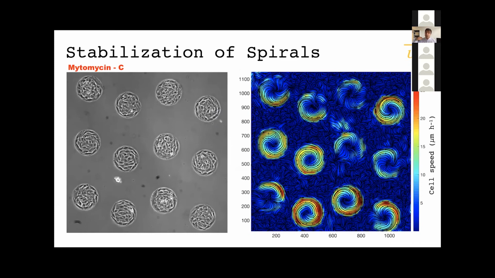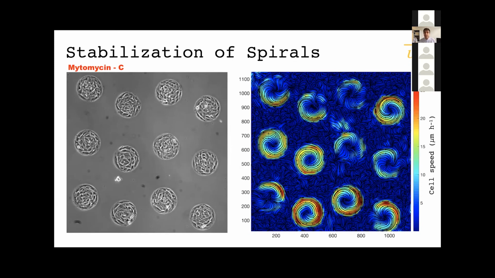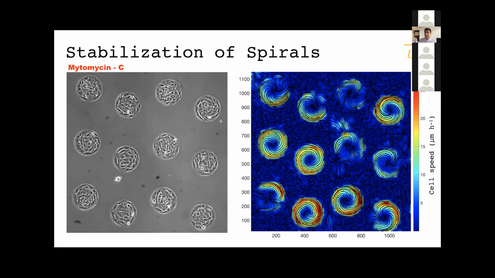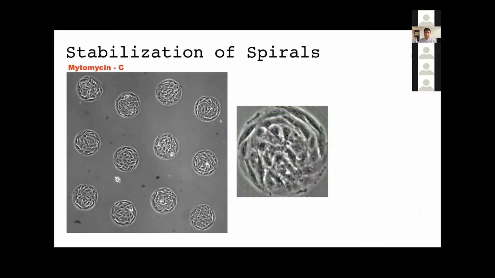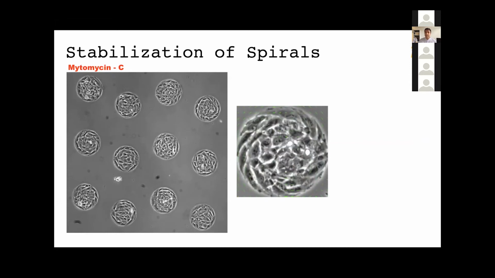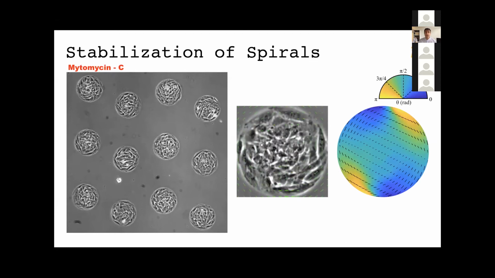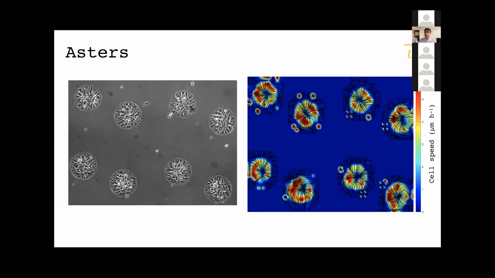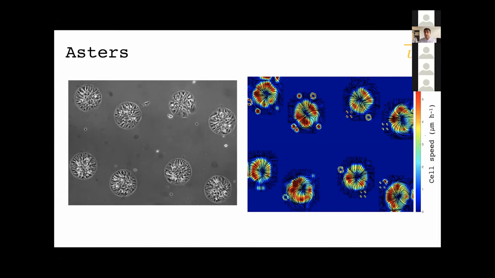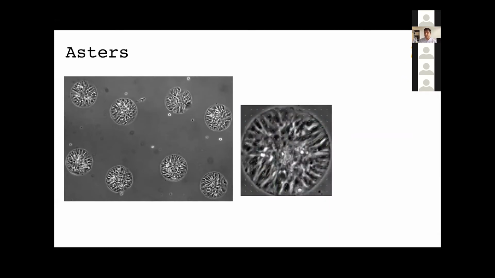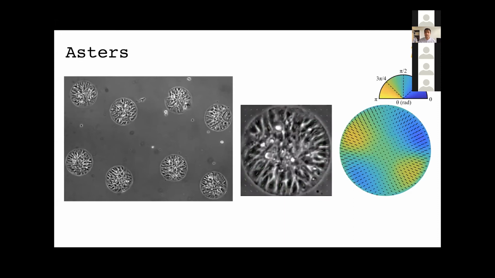So we could block the increase of density by putting a proliferation inhibitor, which is mitomycin C, and study the velocity field of spirals, as you can see on the right panel. Now, these spirals, we can also extract the orientation field, and that is shown here. Now, if we let them grow, these spirals will transform into asters, and we can do the same analysis. We can see that in this case, the fluxes are going inward, and the orientational field is essentially the same as the velocity field shown here.